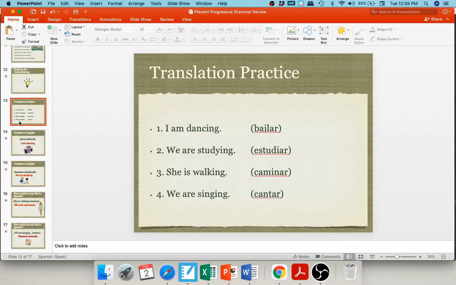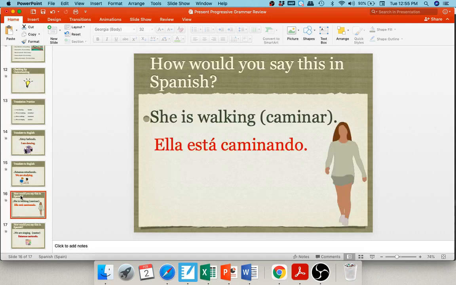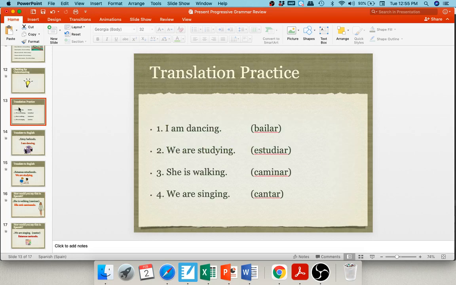Number three, she is walking using the verb caminar. We know that the estar form to go with she or ella would be está, and caminar was an AR verb again, so we're going to chop off our AR and add back ando. So ella está caminando. She is walking. And finally, number four, we are singing. You're going to take that verb cantar, to sing, and we need to change it to say singing. So you're going to chop off your AR and add back ando. Since we are the ones singing, we would say nosotros estamos cantando.